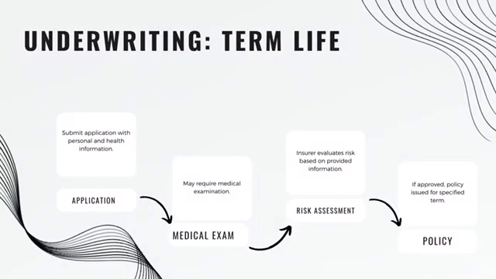Underwriting for term life. The first one is application. Submit an application with personal and health information. Second one is medical exam. It may require a medical examination. Third one is risk assessment. The insurer evaluates risk based on the provided information. The last one is policy. If approved, the policy is issued for a specific term.